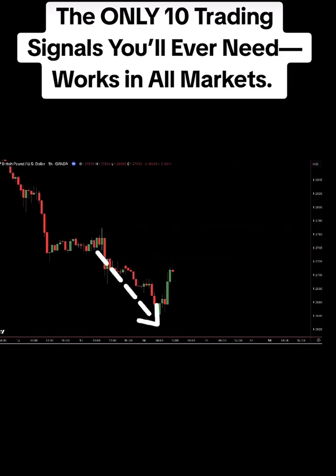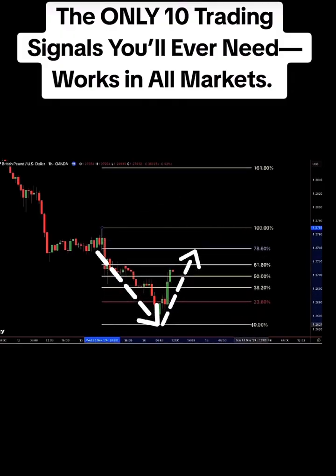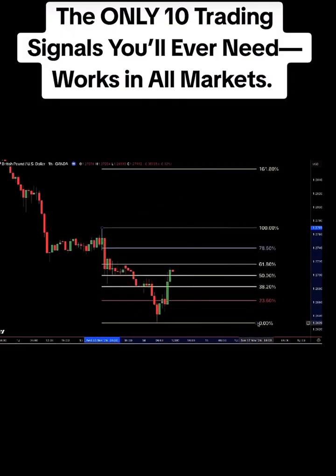The market made a strong move down, then started to retrace higher. We draw the Fibonacci retracement from the high to the low and notice something interesting. The retracement slows down right inside the golden zone, between the 50% and 61.8% levels. This zone often acts like a hidden battlefield where smart money prepares the next move.